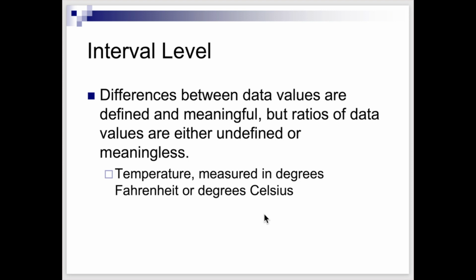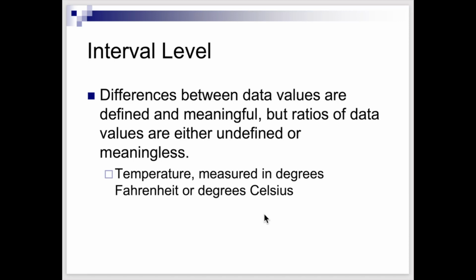Interval data certainly can be used to identify and categorize. It also has the property that there's a natural ordering, but it has the additional property that differences between data values are defined and meaningful. On the other hand, ratios of data values at the interval level are either undefined or meaningless. And so kind of the classical or canonical example of this would be temperature measured in either degrees Fahrenheit or degrees Celsius.